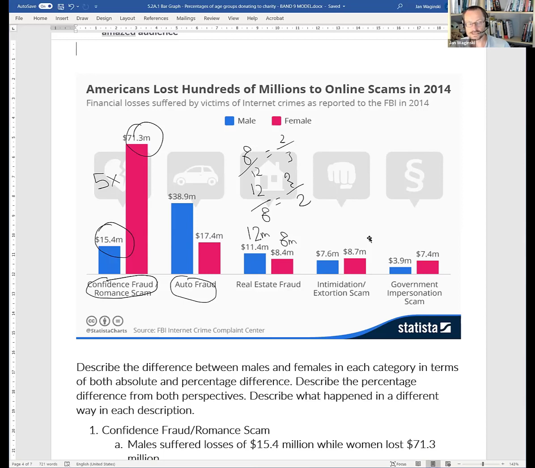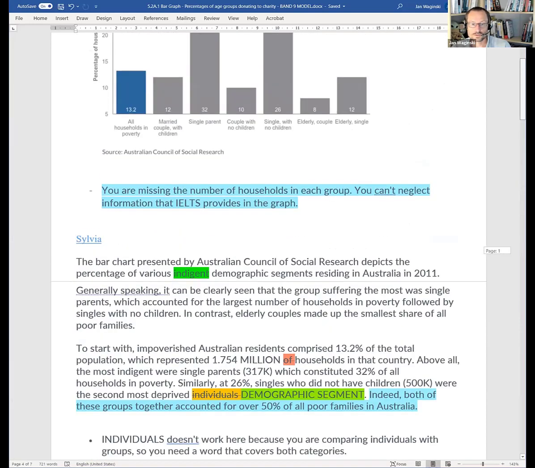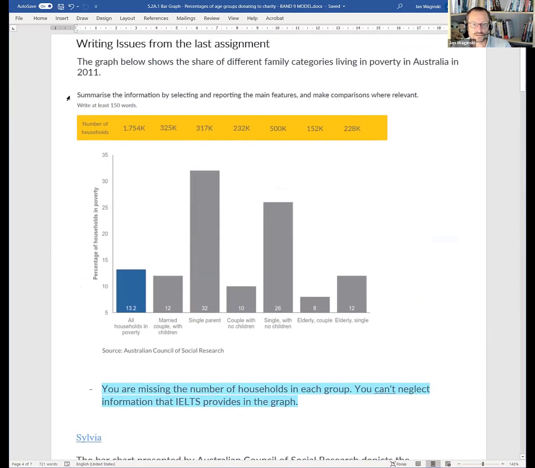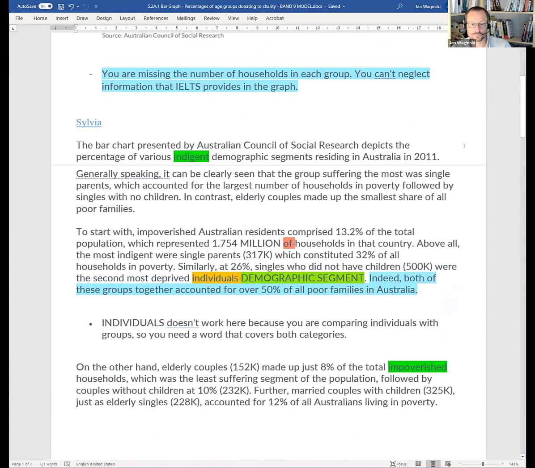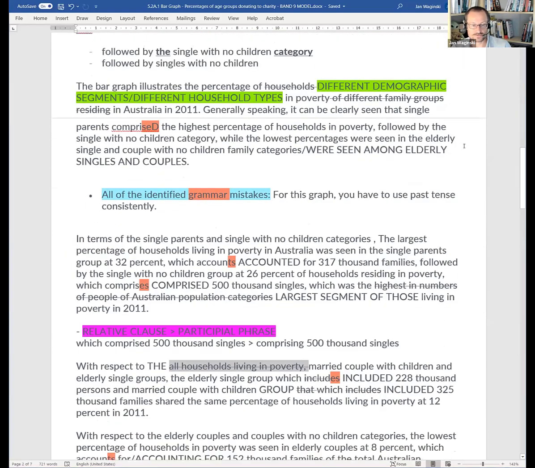So your explanation has to add something to it. It has to focus on some kind of meaningful comparison. That's why they always tell you, make comparisons where relevant in the prompt. It always says, summarize the information by selecting and reporting the main features and make comparisons where relevant. That's not an option, it's in the instructions. You have to do it. If you don't do it, you get a low score. It's not because they don't like you, it's just because you're not doing it.